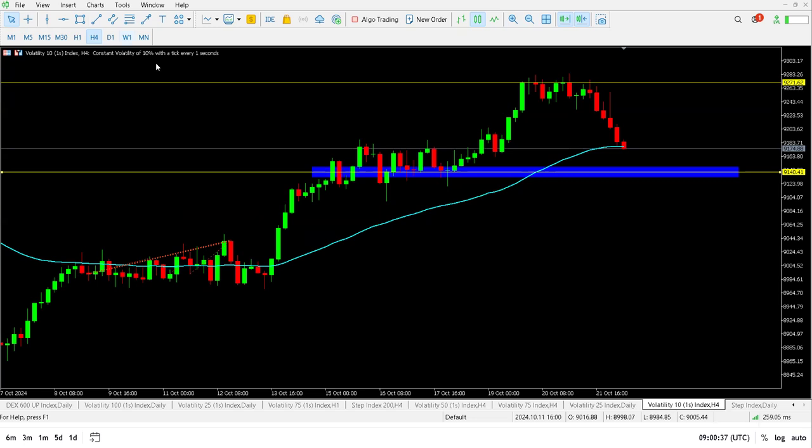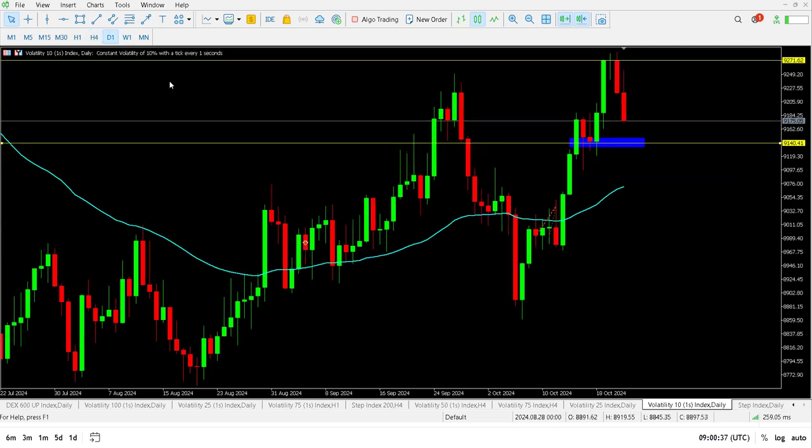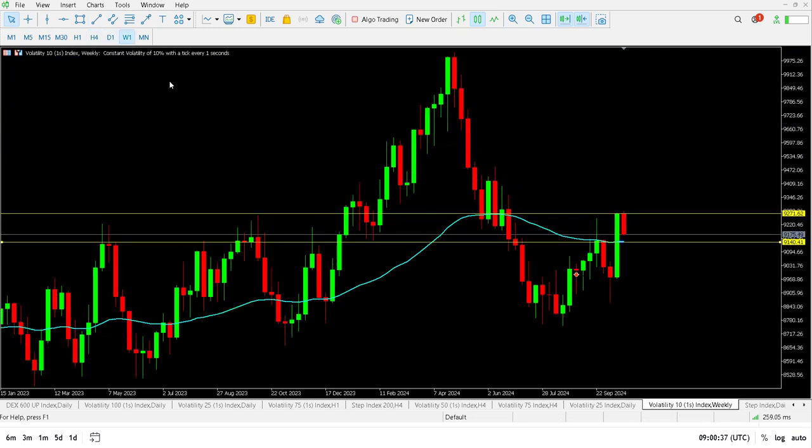So the next thing would be identifying an area of interest. I think I did this using the weekly time frame once again. Yeah, so this is one of those rare occasions also where I identified my area of interest using the weekly time frame.